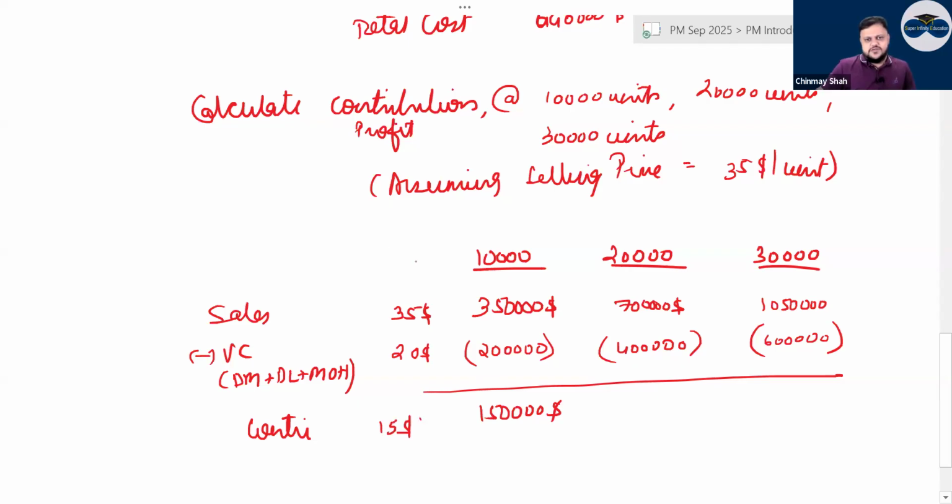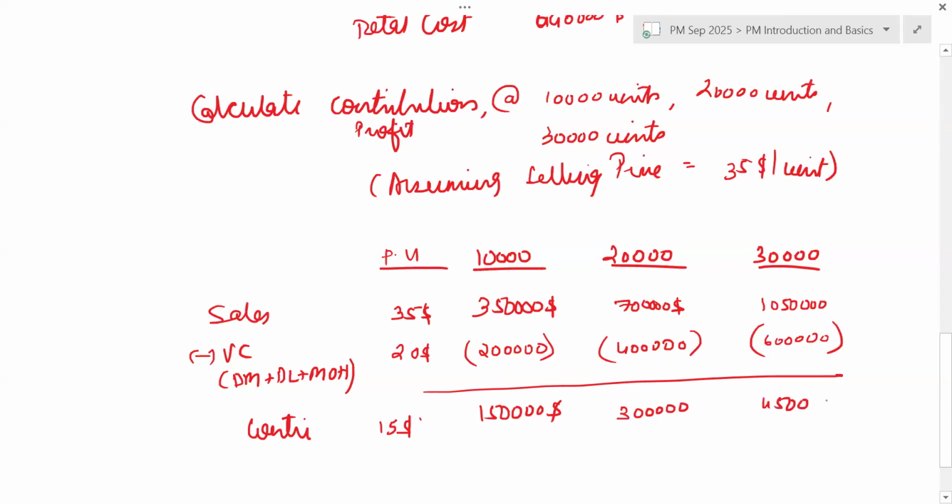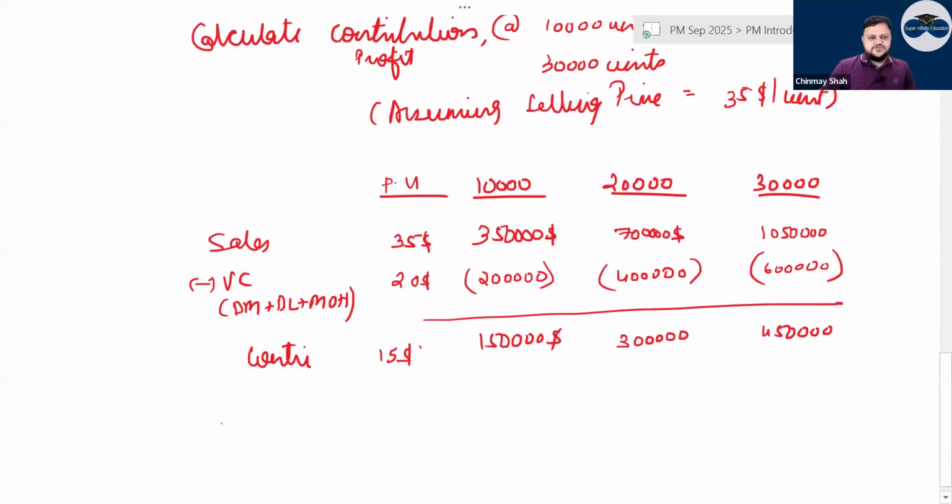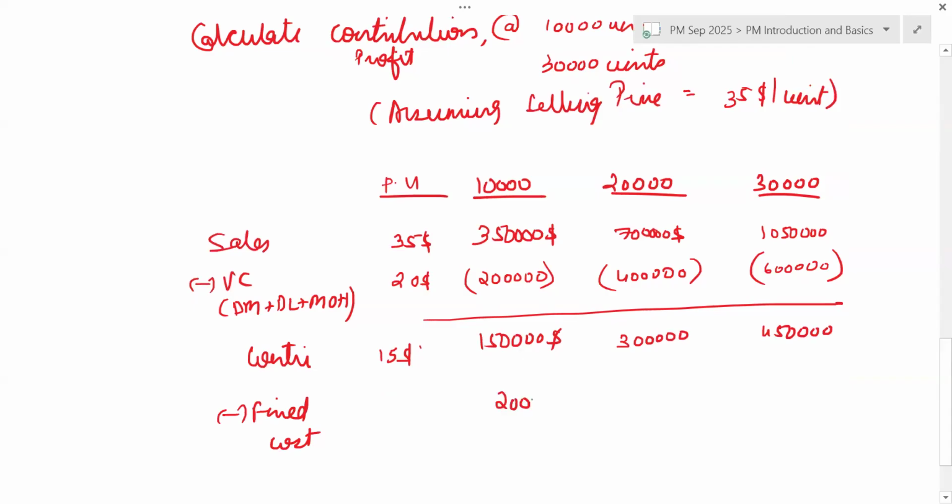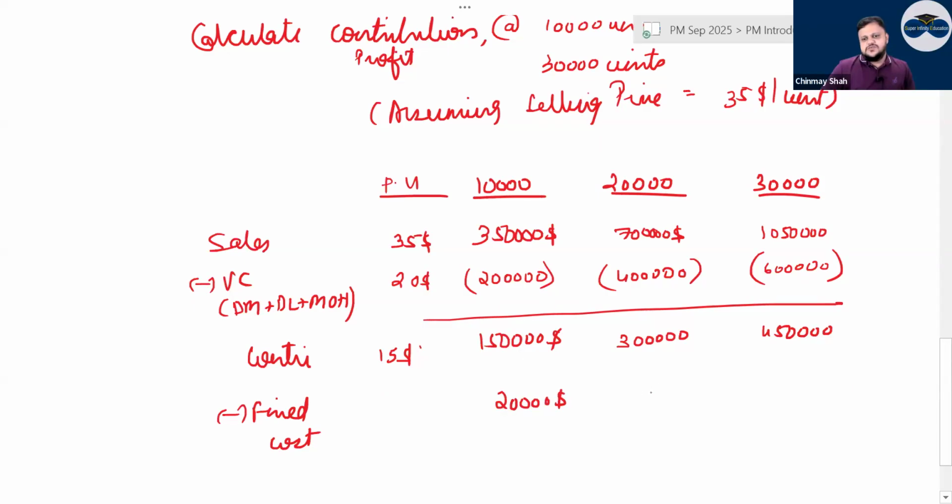per unit. This is per unit. ठीक है. आ जाओ. Then how much is this बाबा? 300,000. And how much is this? Tell me. 450,000. Correct. Now minus the fixed cost. बोलो. 15 से fixed cost. Tell me. 10,000 पे how much? 40 or 20? बोलो. 20,000. 20,000 पे how much? 20,000. 30,000 पे how much? 40,000. Correct.